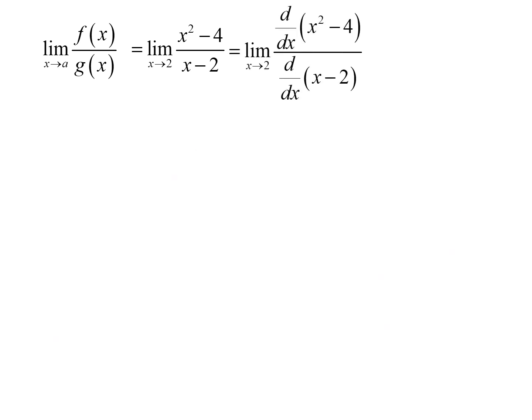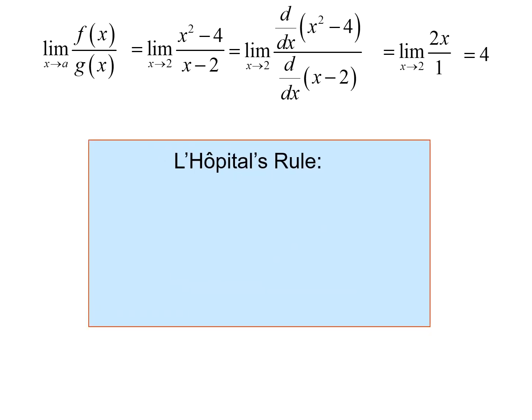So if we go ahead and take the derivative of f and the derivative of g, we get 2x over 1. Now we can plug in 2, and we get 4. So this is the same thing we got from the other method. Turns out this method will work anytime you have an indeterminate form.